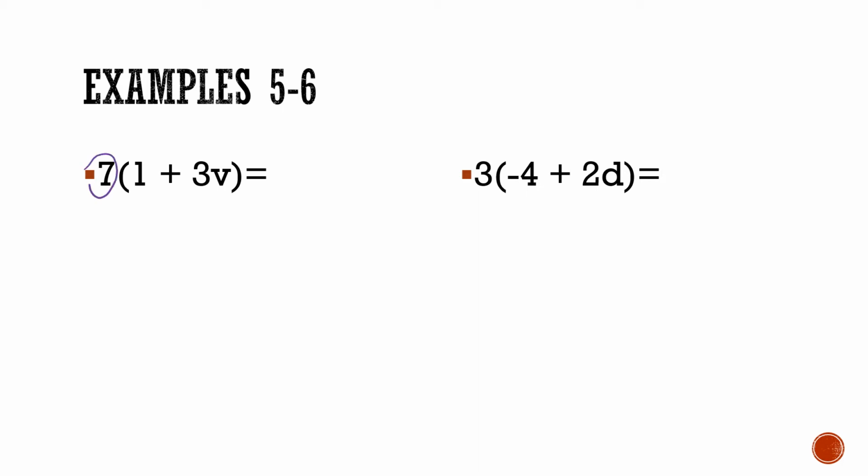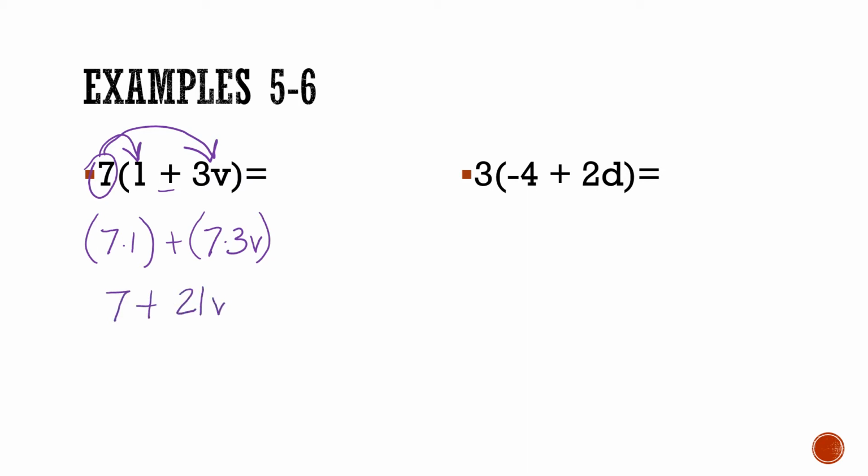So we're going to distribute the 7. Now remember that 7 may be back here behind the parentheses. You would still do the same thing though. So 7 times 1, bring down our plus sign, and then 7 times 3v. 7 times 1 is 7, and 7 times 3v is 21v. So we would write that as 7 plus 21v, or 21v plus 7.